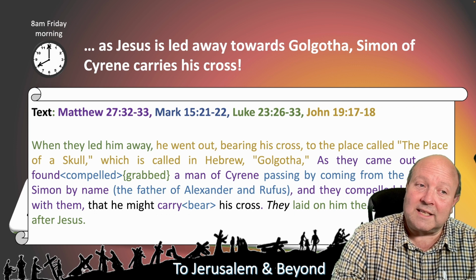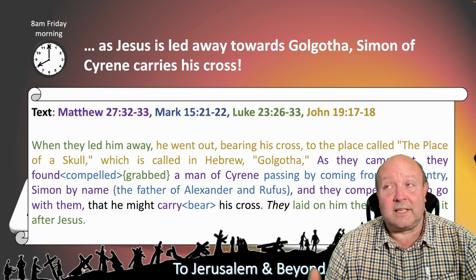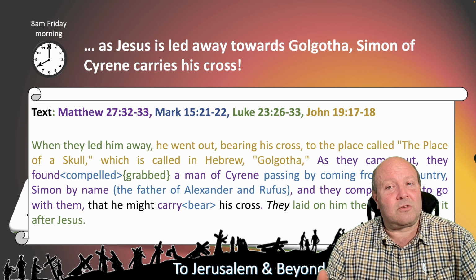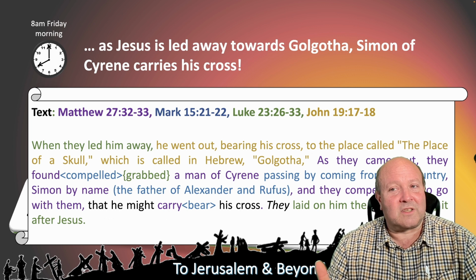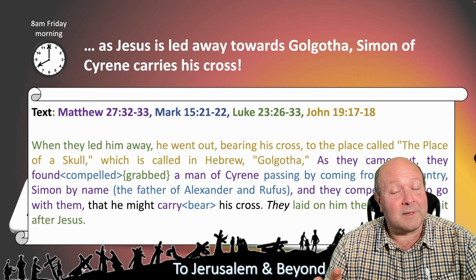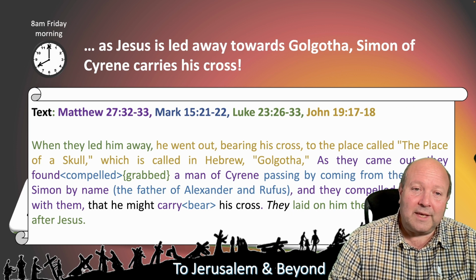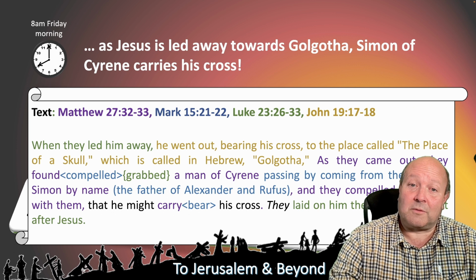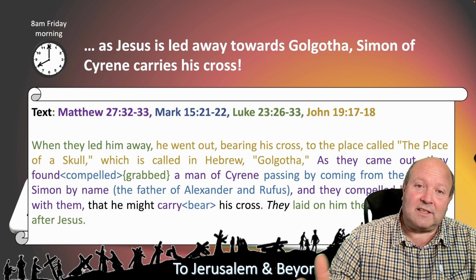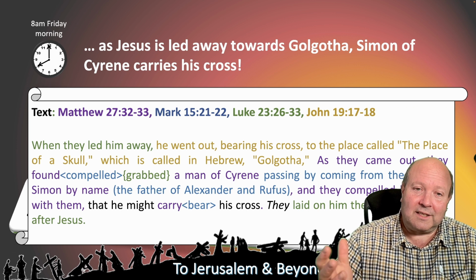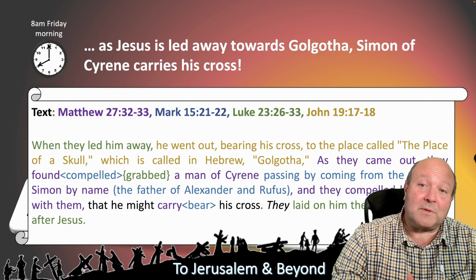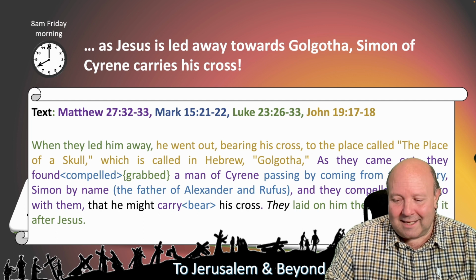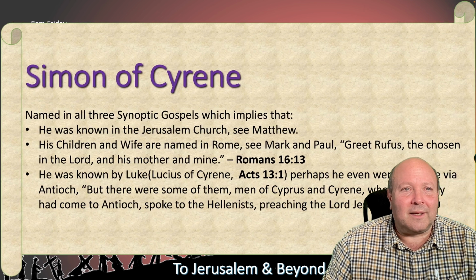So what we can say about Simon is he's known to the early church. And not only is he known to the early church, he's known in three of the synoptic gospels, all of which name him in some way or other. So Simon, who's the father of Alexander and Rufus, and he's Simon who comes from Cyrene. So he's qualified in two different ways, if you think about it: his sons and the place he comes from.